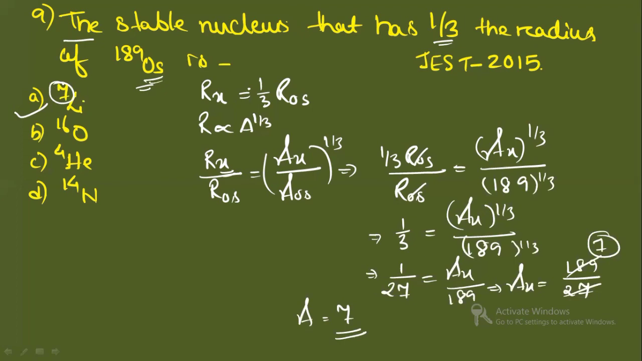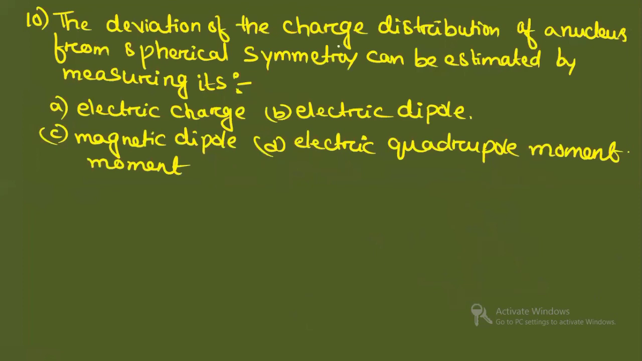Now let's come to the last question. Here it is said the deviation of the charge distribution of a nucleus from spherical symmetry can be estimated by measuring its what? Which property out of these 4 gives the deviation of charge distribution of a nucleus from the spherical symmetry? So you see electric charge, this is not the option. Electric dipole is also not the option. Magnetic dipole moment is also not the option. The option is electric quadrupole moment, right?